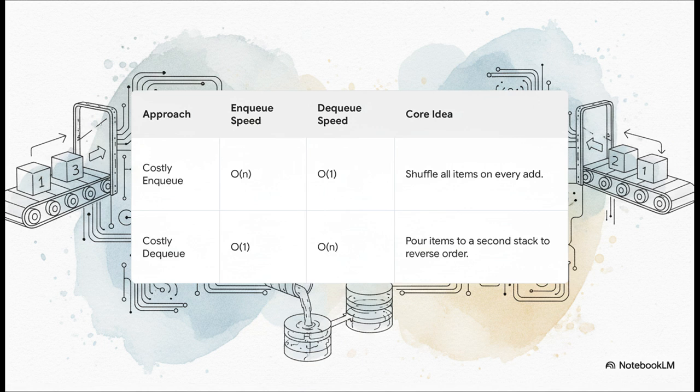Or you could do the opposite. Just quickly add items to an input stack. Then, when you need to dequeue, you pour everything from that input stack over to an output stack, which reverses the order, and then just pop from there. That big transfer only happens when the output stack is empty, so on average, it's actually pretty efficient.